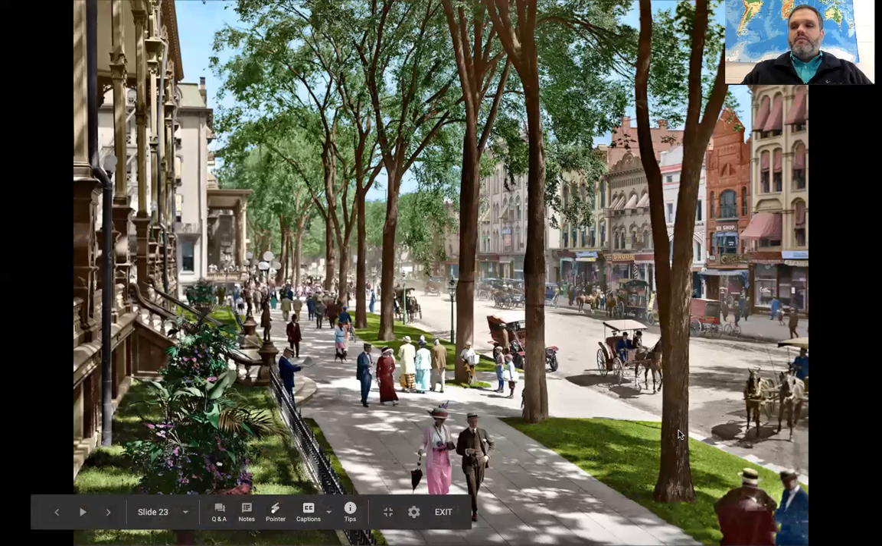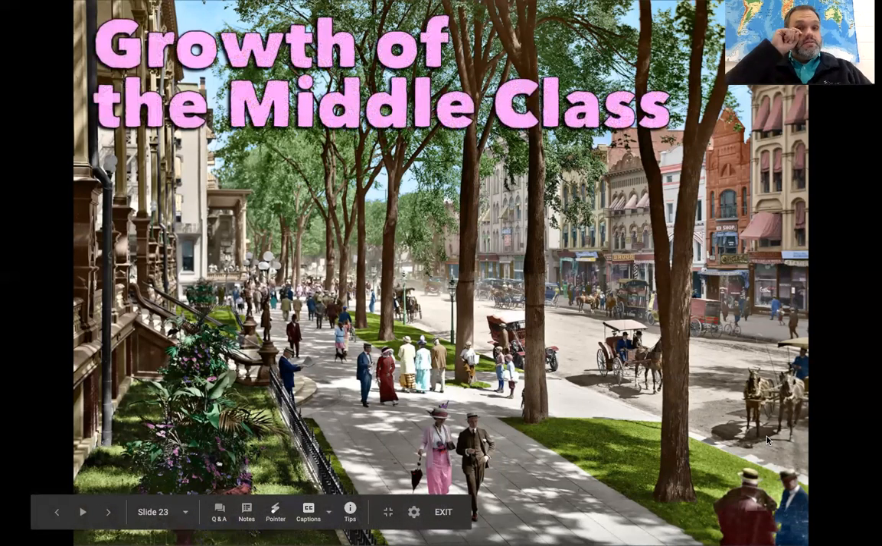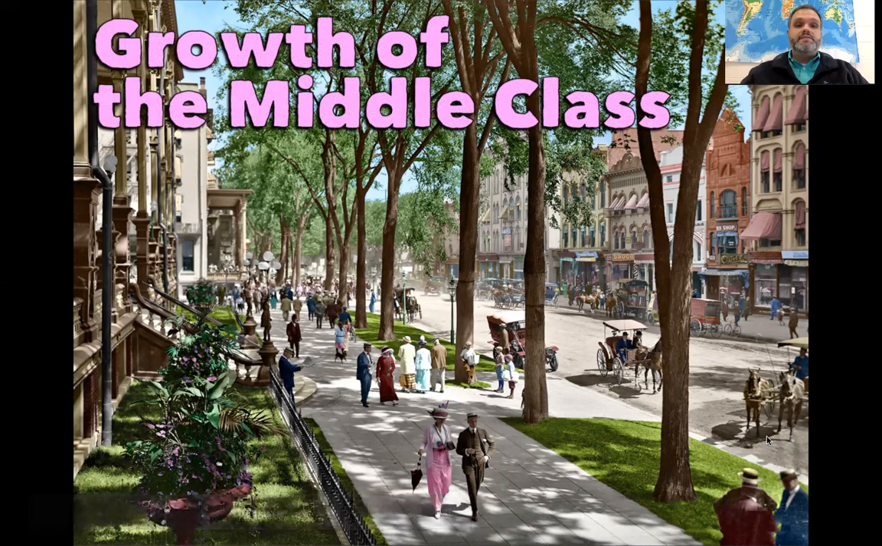All right. Well, not all living conditions were that bad. As a matter of fact, during the Industrial Revolution, we see the growth of the middle class. This is a picture from Saratoga Springs in New York around 1915. This is Broadway at the United States Hotel.